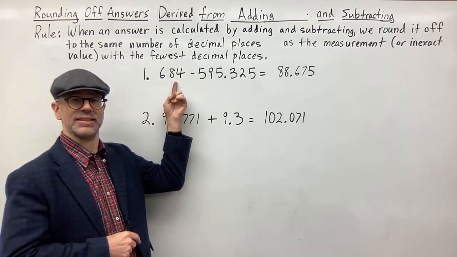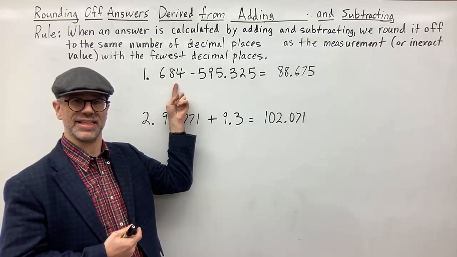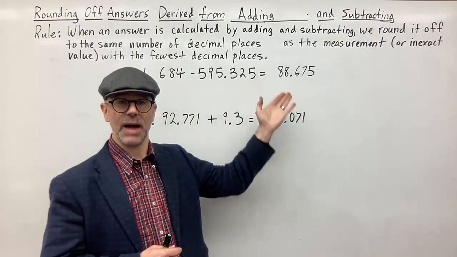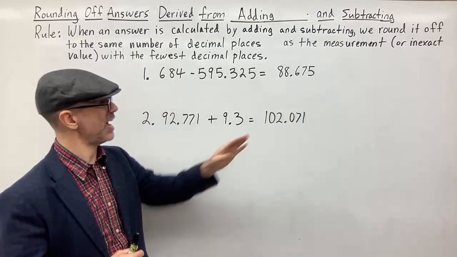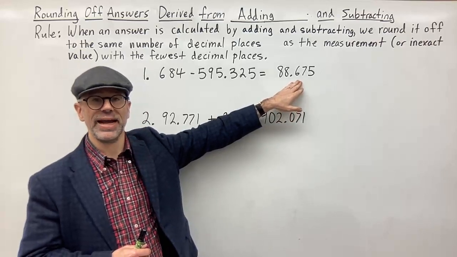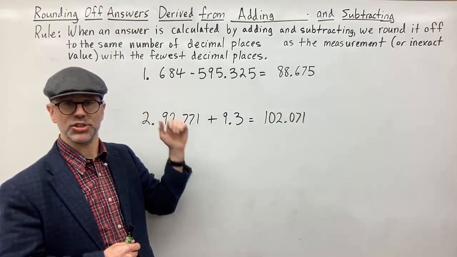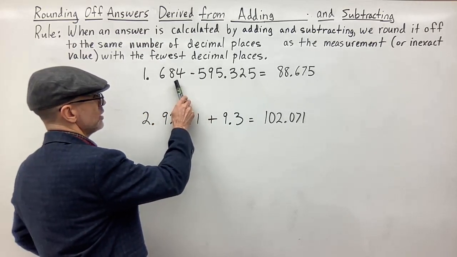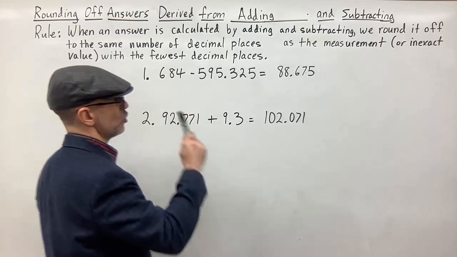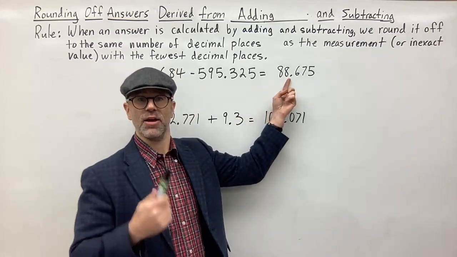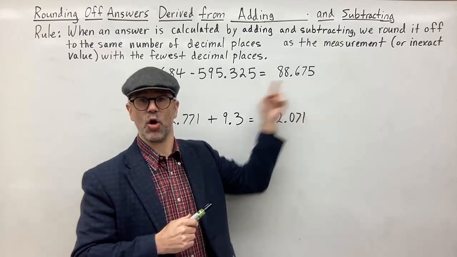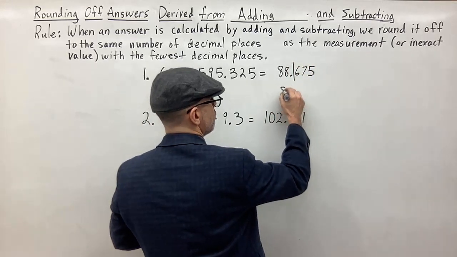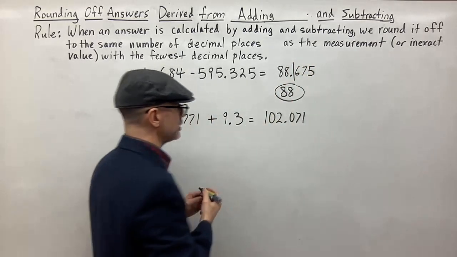Since the last digit here is the least precise, that's in the ones place. Therefore, my answer should stop at the ones place. I can't have more precision in my answer than the least precise measurement. So this is no decimal places, and the last digit is in the ones place here. I'm only allowed to have my last digit in the ones place. I can't go past the ones place. So I've got to cut it off here, and then my final answer is 88.